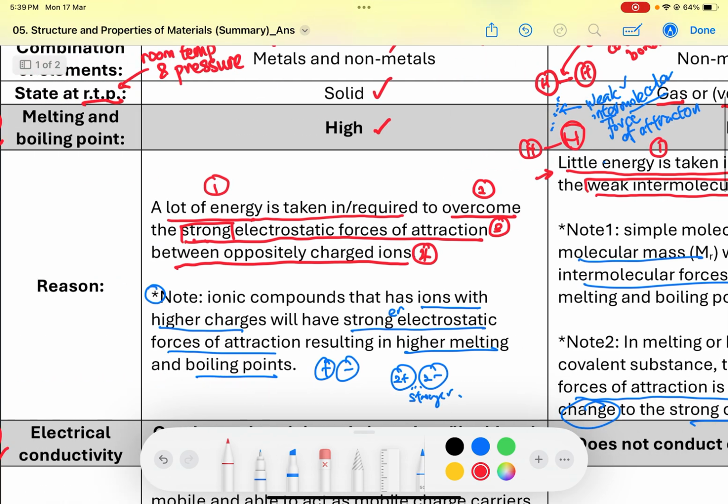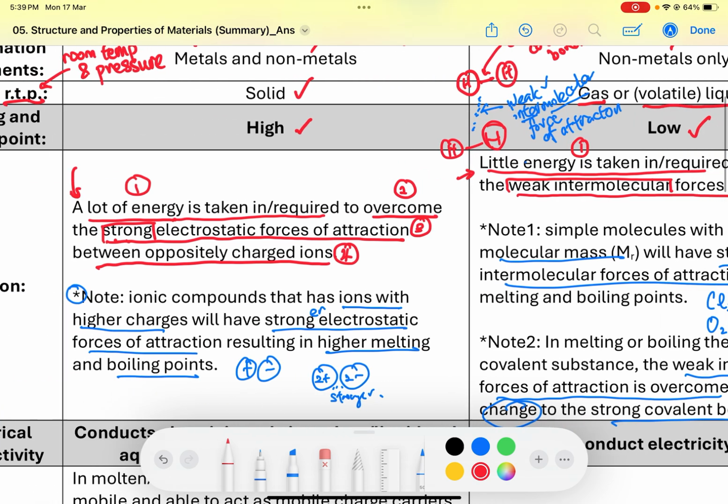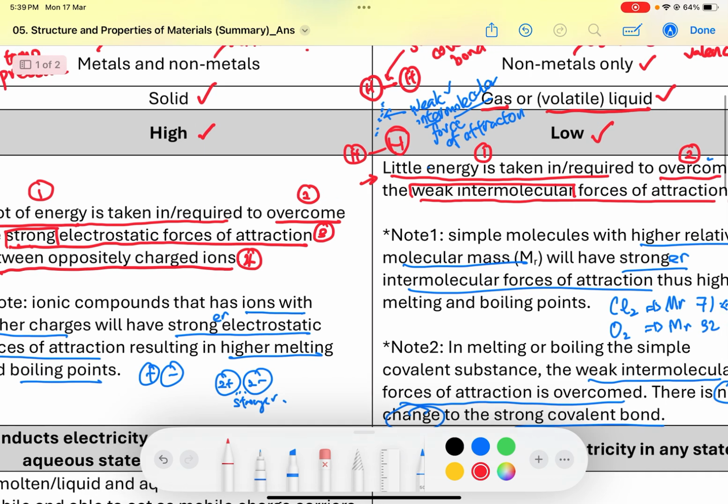Now, what I'm highlighting in red at the top over here, and over here, this is the explanation. You don't need to write the note. All this note over here, you don't need to write down. We are trying to explain whether it is a low or high melting and boiling point.